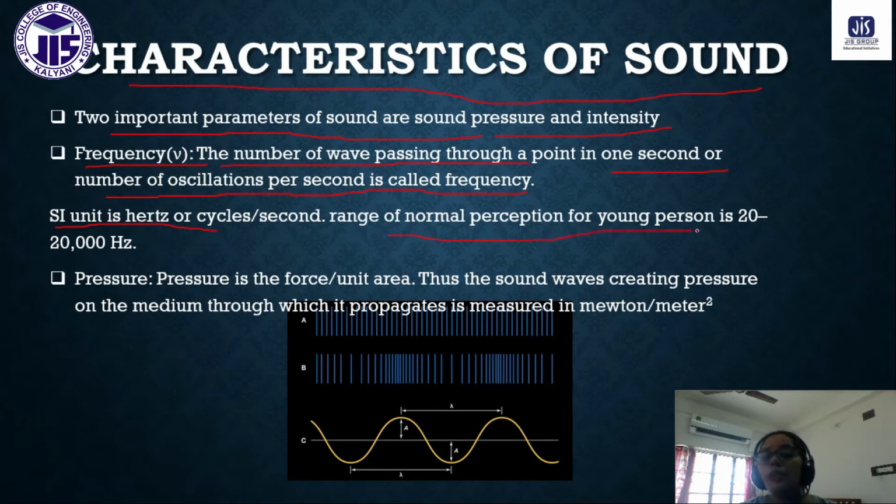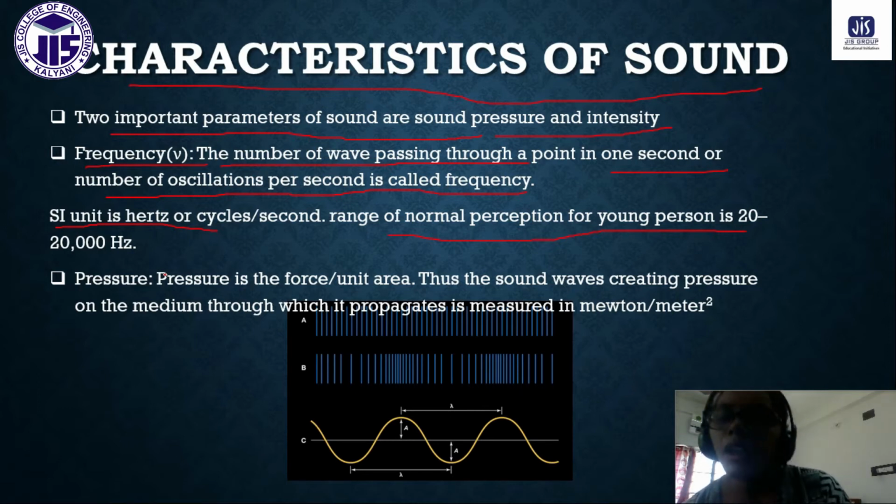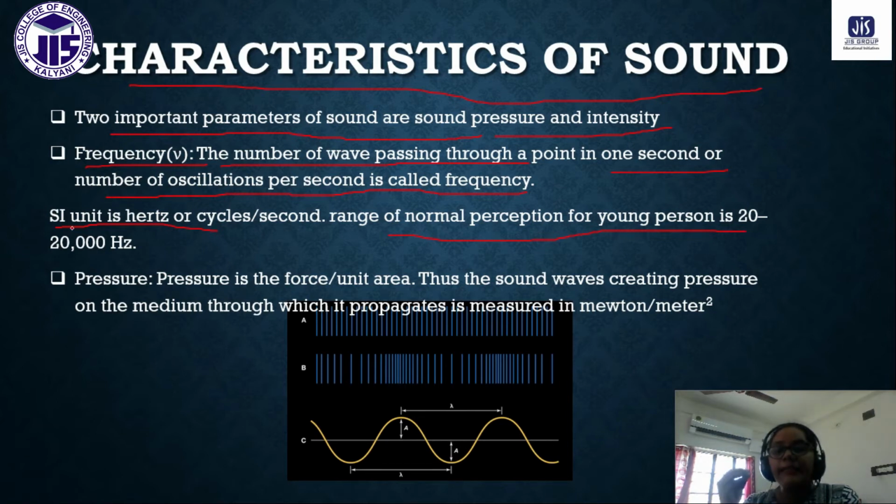The range of normal perception for a young person should be 20 to 20,000 hertz. That means if the sound frequency is 20 to 20,000 hertz, that sound will be audible for us, that sound we can hear. Understand, so 20 to 20,000 is the limiting value. And the unit of the frequency is hertz or cycles per second, as I told you.